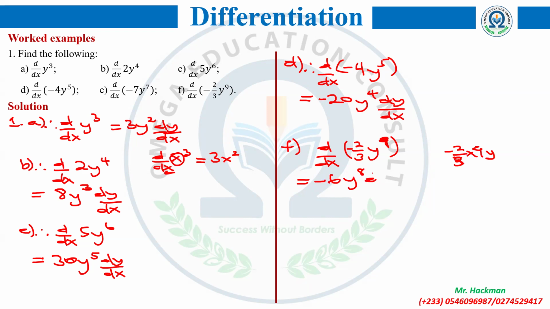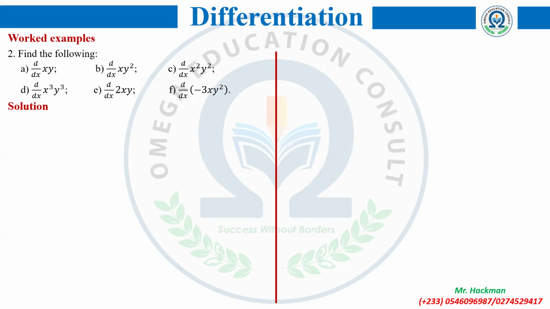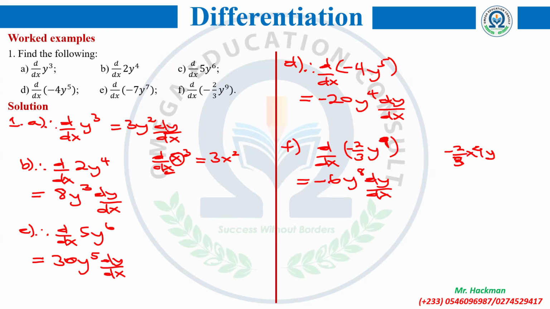dy dx. Okay, so don't forget. Very good. You are doing well. Keep it up. Okay, so that will be it for the first set of work examples. Now let's go and look at the next set. Okay, another situation. Let's go back to what we were dealing with.